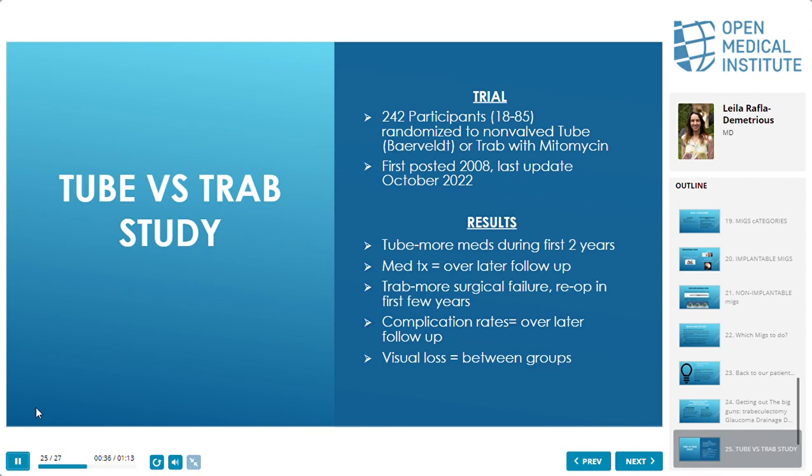Initially, a trab had more surgical failures and more reoperations in the first few years. Over time, those complication rates evened out, and the visual loss was also evened out between the two groups. So I think nowadays we tend to defer a little bit more to a tube. Certainly I do, only because I feel like if this were my eye, I'd rather have a tube in it than a bleb. But a lot of it has to do with surgical preference as well, and availability of devices. Over time, they're pretty equal.